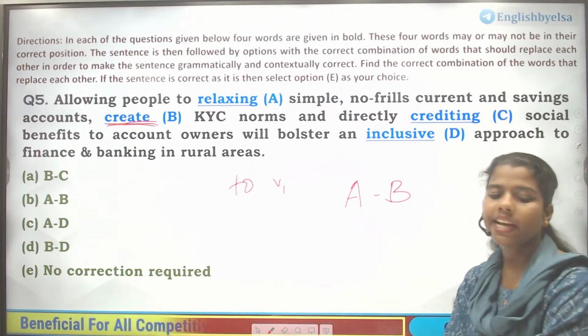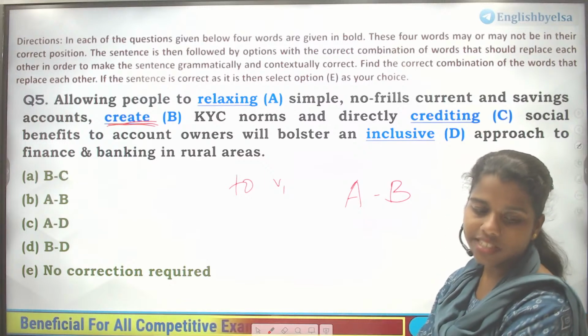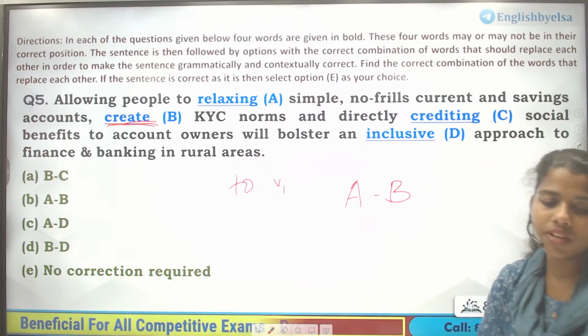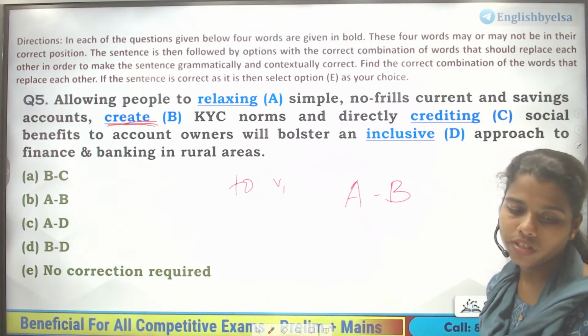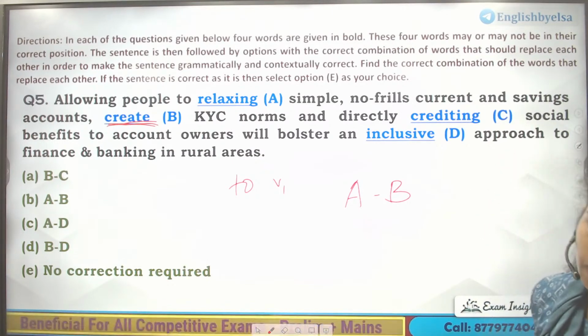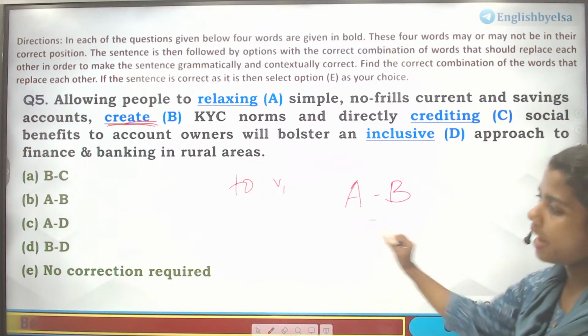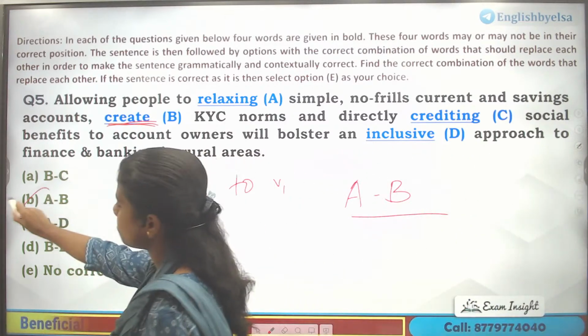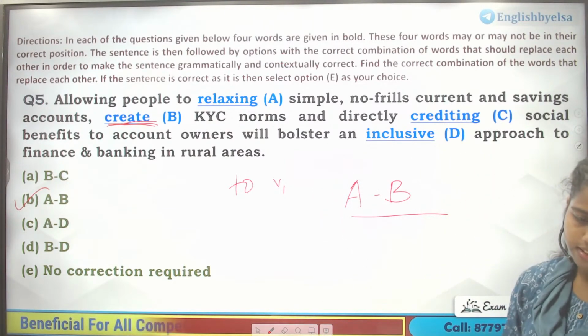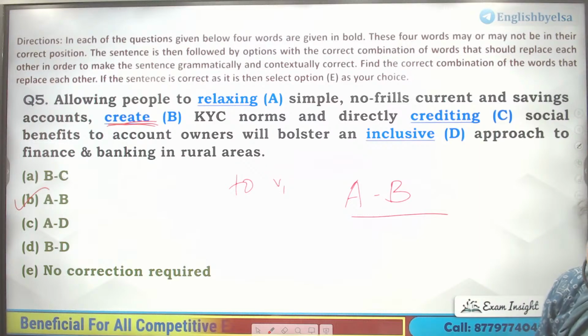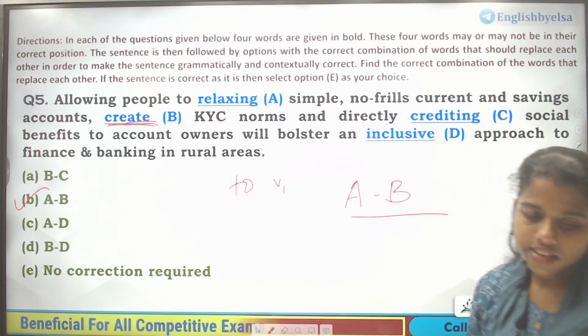Allowing people to create simple, no frills, current and savings accounts, relaxing KYC norms and directly crediting social benefits to account owners will bolster an inclusive approach. Correct? A and B, where can I see that? That is my answer. 5B. Yes, A with B, that is correct.